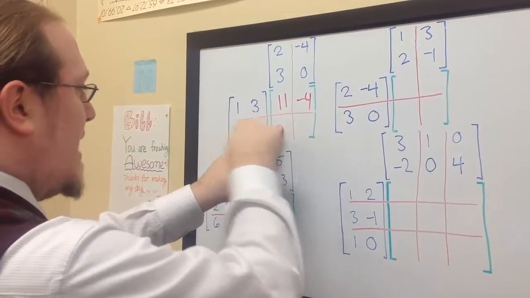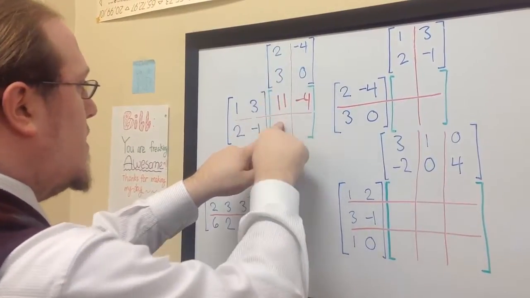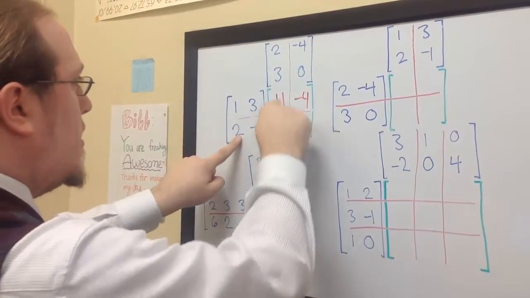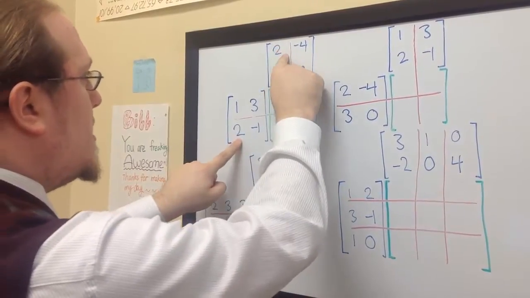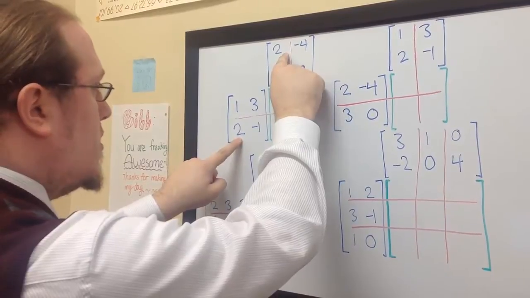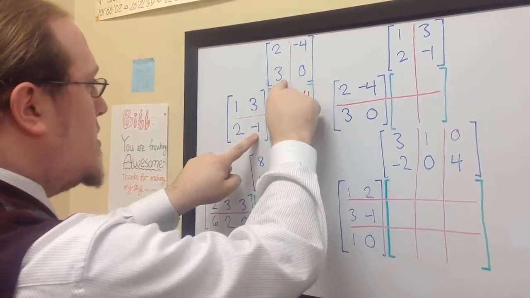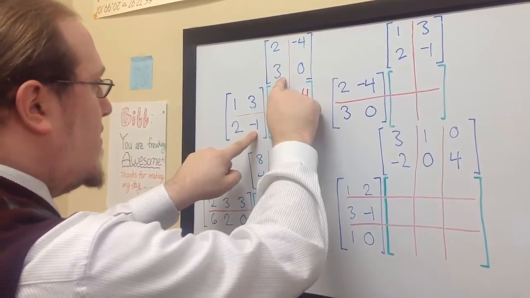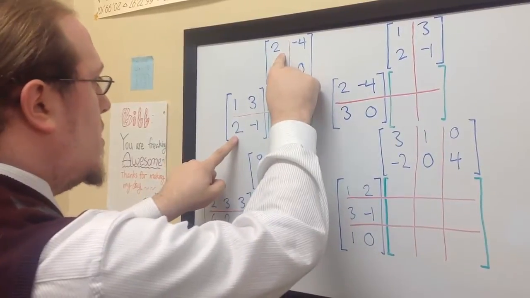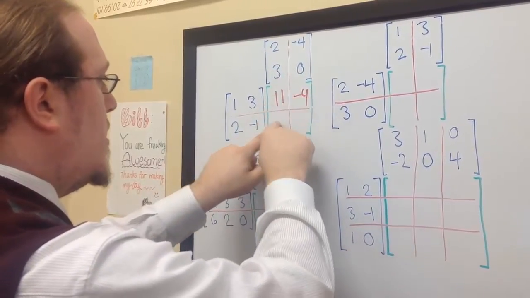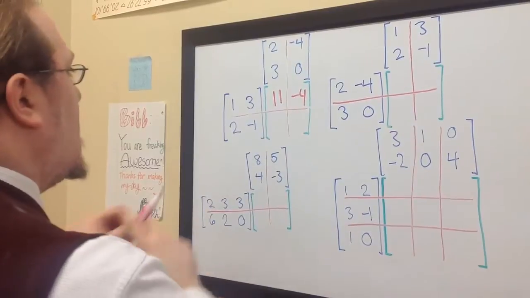This one we've got the second row and the first column. So we go to the beginning, go to the beginning. 2 times 2 is 4. Negative 1 times 3 is negative 3. So 4 plus negative 3 is 1.